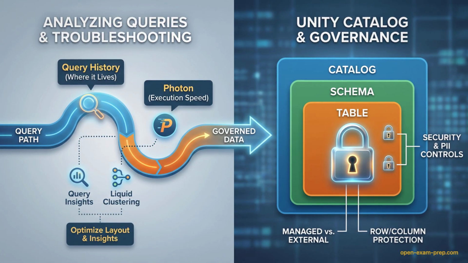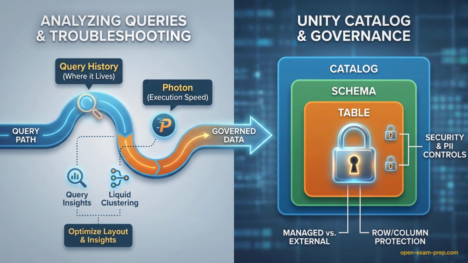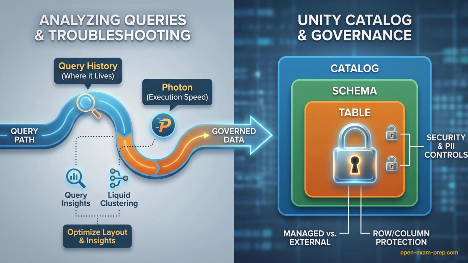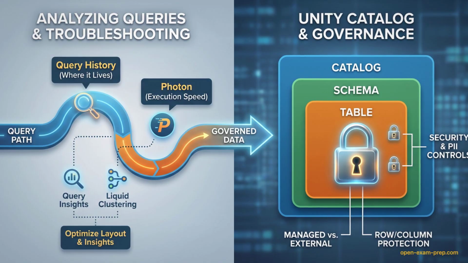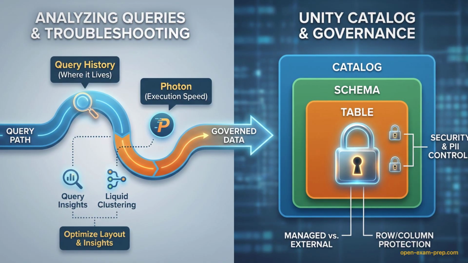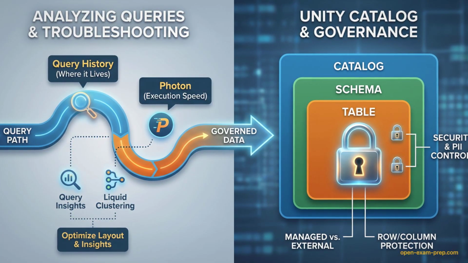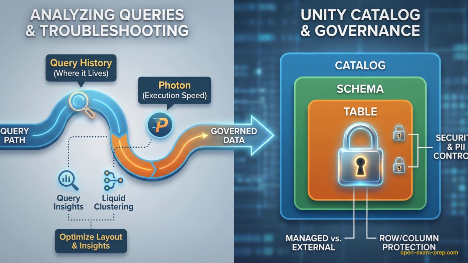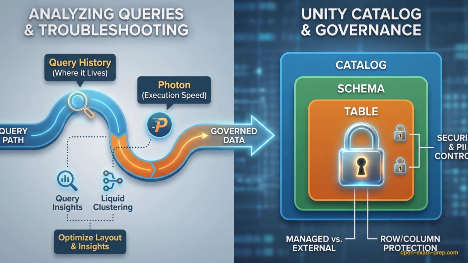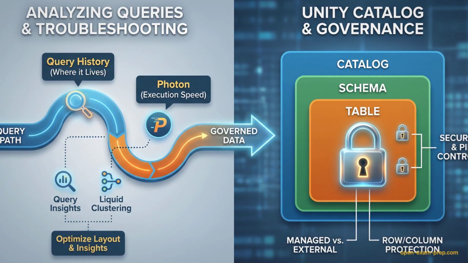Beyond visualization, the exam tests your ability to troubleshoot and secure data. The Analyzing Queries domain is large because analysts are expected to be problem solvers. Know how to use query history and insights, and understand the impact of Photon and liquid clustering. For security, focus on Unity Catalog governance scenarios. You'll need to understand its three-level namespace, table ownership rules, and how to apply controls for sensitive data like PII, ensuring you can choose the right tool for the job.